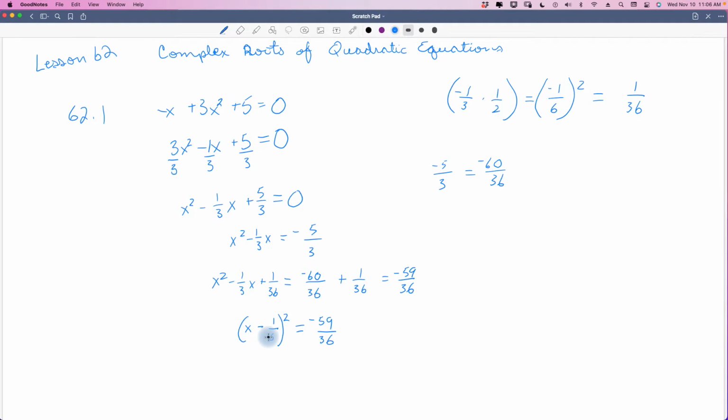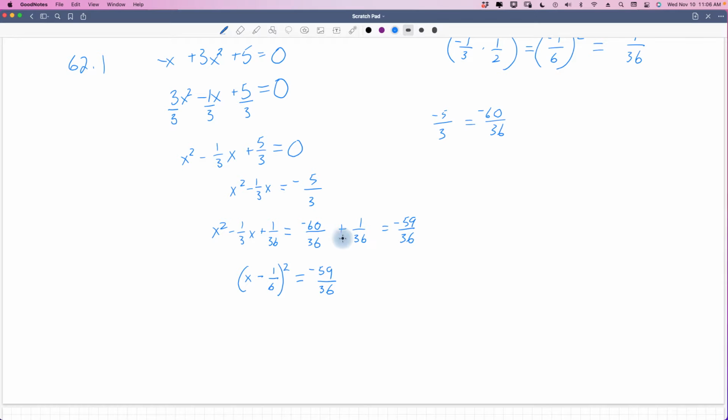Now we're going to move this up a little bit. We're going to unsquare it. So this becomes x minus 1/6 equals the square root of, plus or minus, negative 59, and the square root of 36 is 6, so we're just going to put that over 6.